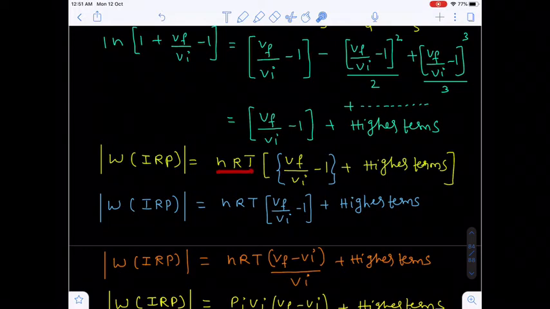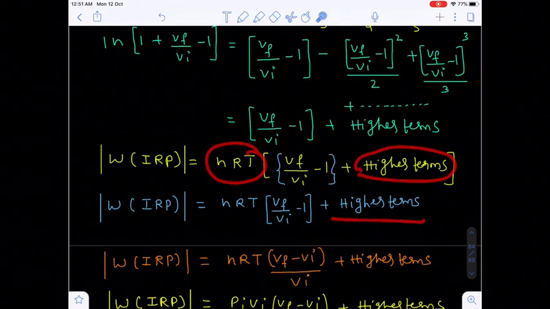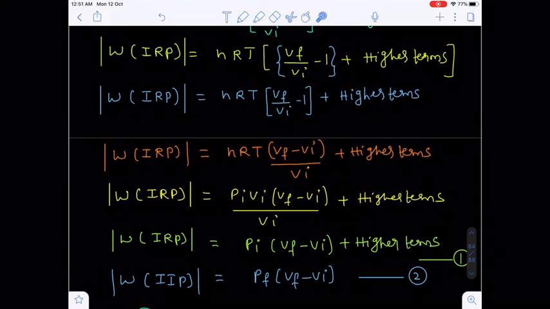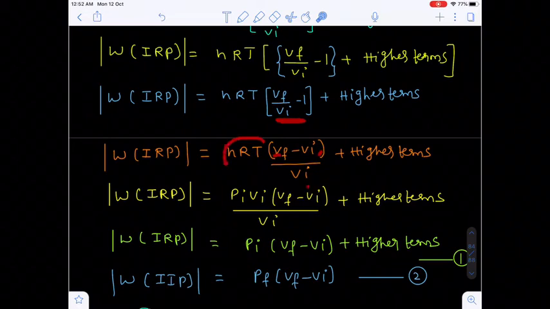Now what I am doing, I am multiplying with nRT. nRT into V final by V initial minus 1 plus nRT multiplied by higher terms. Again you will get higher terms. Okay. Now here, come to work done in isothermal reversible process. Now here take the LCM Vi. So V final minus Vi by Vi.